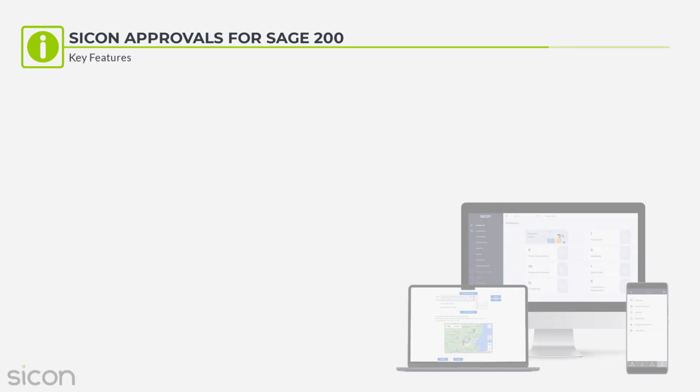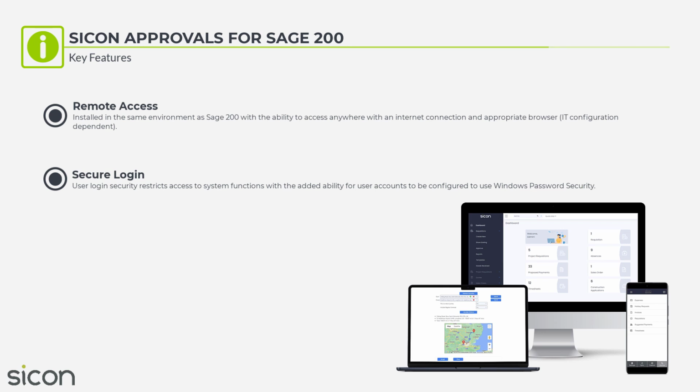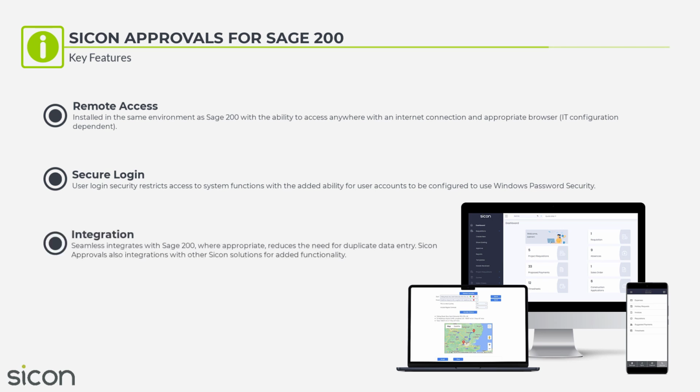Key features: remote access. Installed in the same environment as Sage 200 with the ability to access anywhere with an internet connection and appropriate browser, IT configuration dependent. Secure login. User login security restricts access to system functions with the added ability for user accounts to be configured to use Windows password security. Integration. Seamless integration with Sage 200, where appropriate, reduces the need for duplicate data entry. Sicon Approvals also integrates with other Sicon solutions for added functionality.